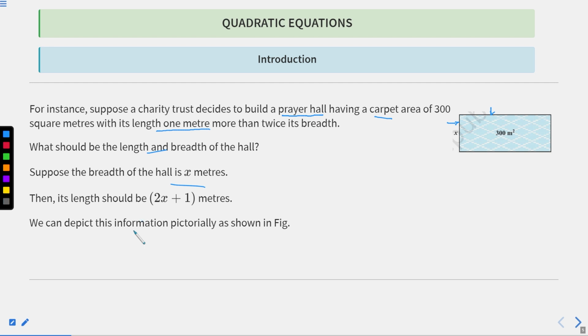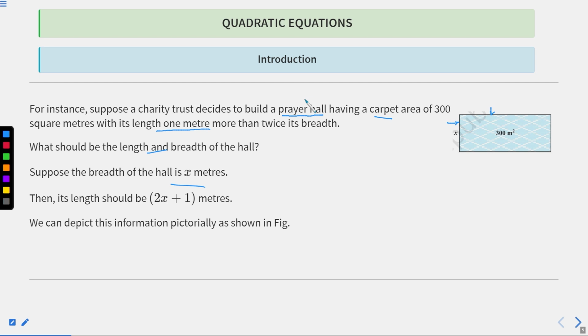Now we know the area of a rectangular figure. If we have a rectangular figure like this, then its area is equal to length times breadth. Here the length is 2x plus 1 meters and the breadth is x meters. So the area of this hall is equal to 2x plus 1 times x. And we are given that the prayer hall has a carpet area of 300 square meters. So from this information we can construct an equation.